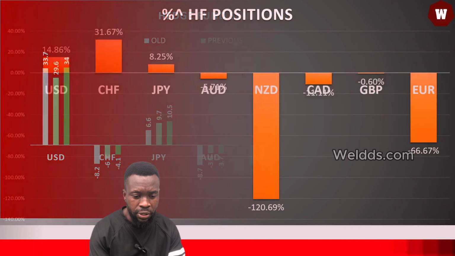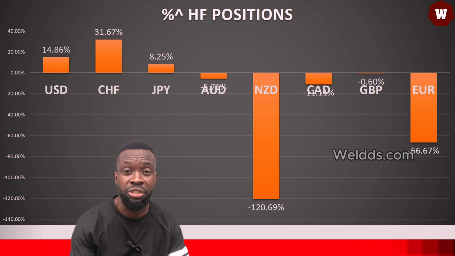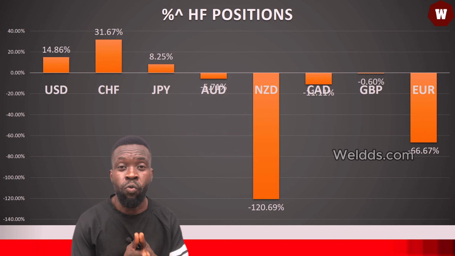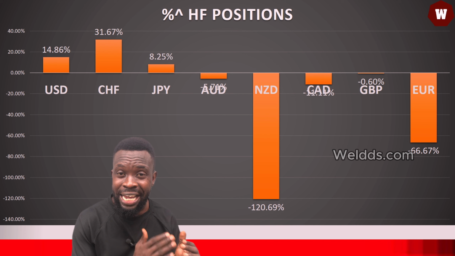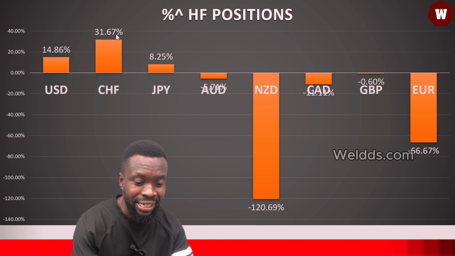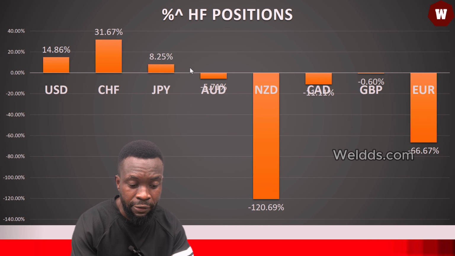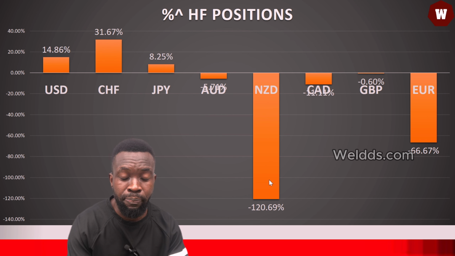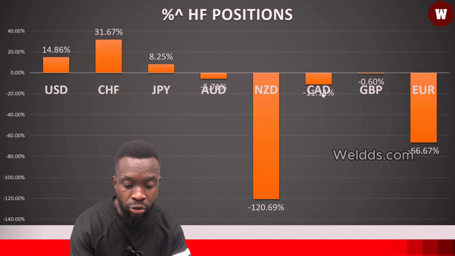Right then, if you look at this other chart, it shows you the change in hedge fund sentiment. We are comparing what they did last week compared to the last reading. So compared to previous readings, you see that they increased their buy positions on the US dollar by 14%. They increased their buy positions on the Swiss franc by 31%. For Japanese yen, it was just around 8.25%, while they dropped their positions on Australia by 5.7%. For New Zealand dollar, it was a 120% drop compared to how they performed previously. In Canada, they sold Canadian dollar.